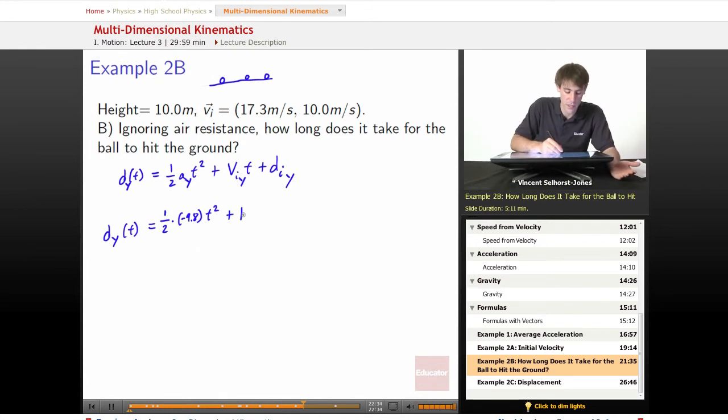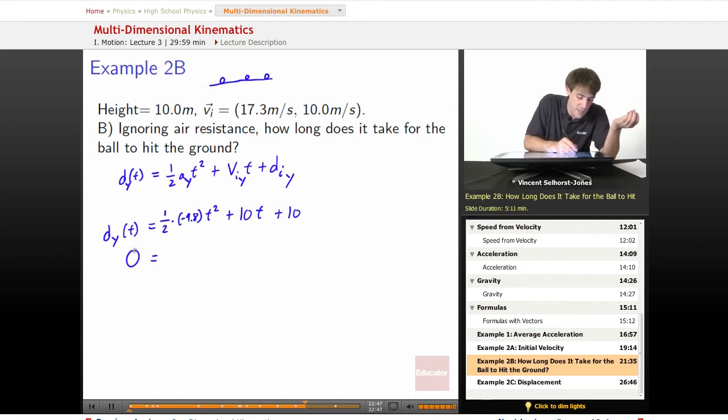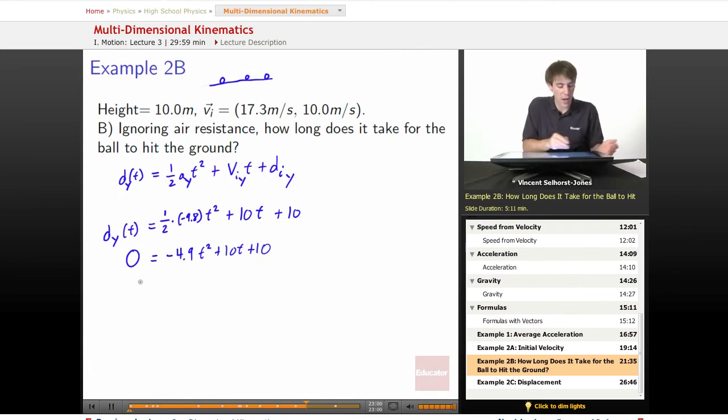Its initial velocity is it's moving up at 10 meters per second times time, plus what's its initial location? It starts at 10 meters above the ground. So we want to solve this for when does its location become 0. So we want to set the left side equal to 0, and then we want to see what time will allow that 0 to appear on the left side. So negative 4.9 t squared plus 10t plus 10. So how do we solve something like this? Well, we've got a couple choices.